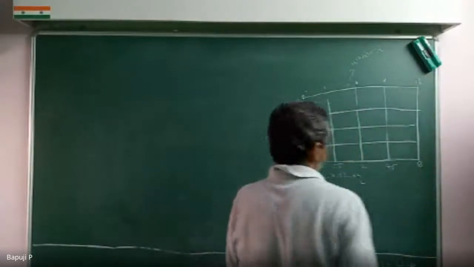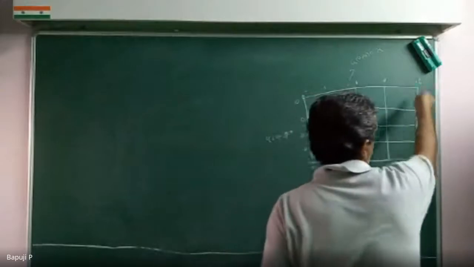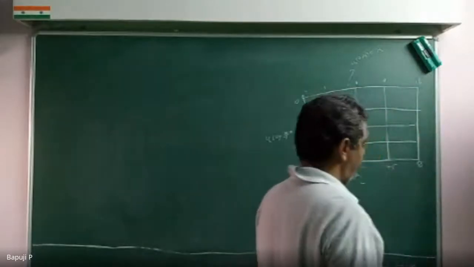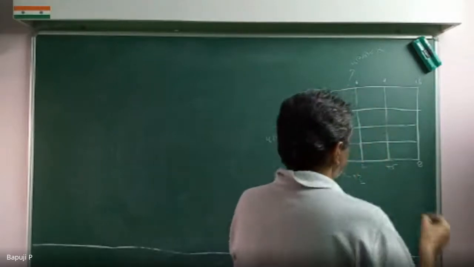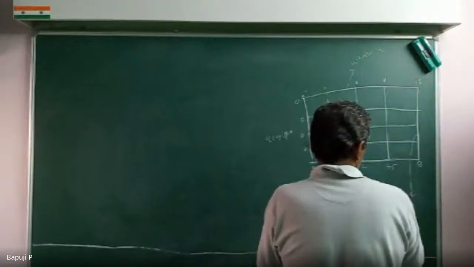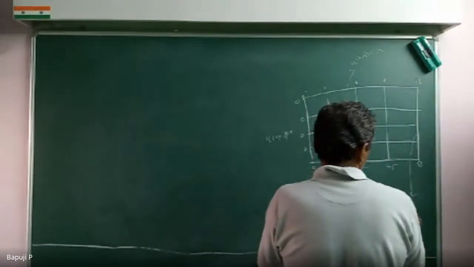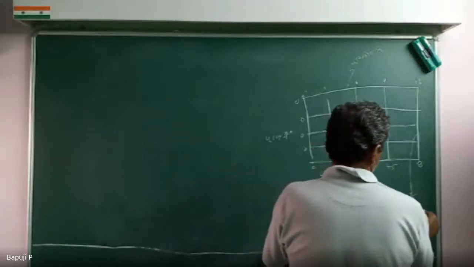Now this line is x is equal to 4. Wherever you go, x is equal to 4, but the y values will change. That is u of 4 comma y. What is this equation? u of 4 comma y is equal to 8 plus 2y.